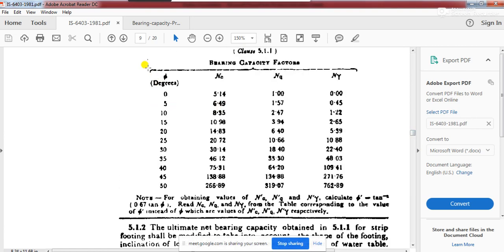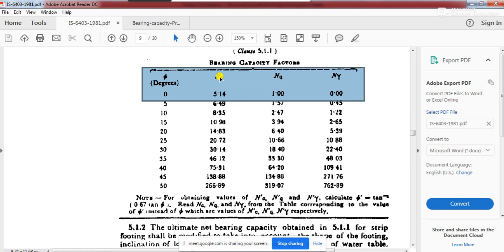So you see what the Indian Standard Code is saying. Terzaghi has said this is 5.7, whereas you observe for phi equal to 0, the Indian Standard Code is saying the value of NC as 5.14. So you must remember these differences. Okay. If you are asked to find the bearing capacity using Terzaghi's bearing capacity formula, then you should use the value 5.7, whereas if you are asked to find it using the Indian Standard Code, the value of NC should be 5.14 in the case of a purely cohesive soil.